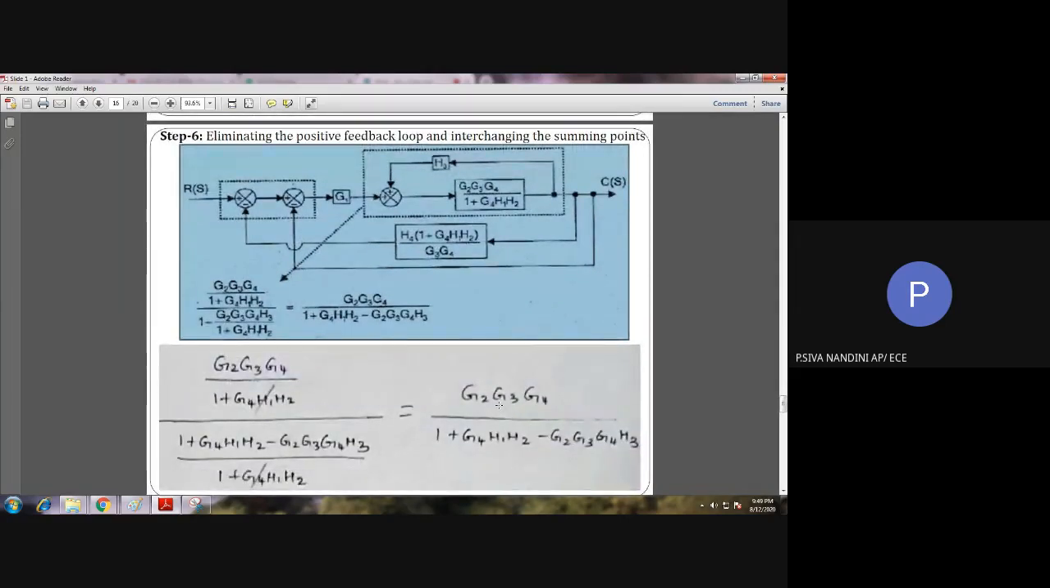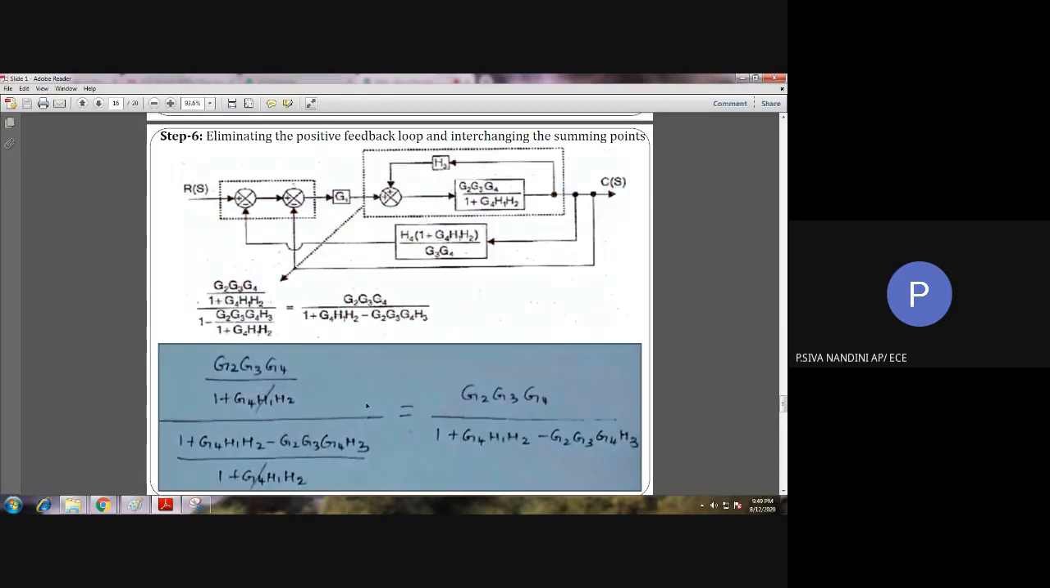What is the reduction formula? G by 1 minus GH. So while doing so, here we will obtain this equation. The detailed simplification steps are provided below. Okay, you can refer to it.